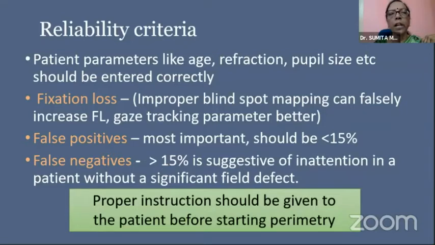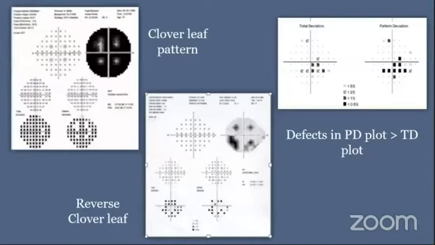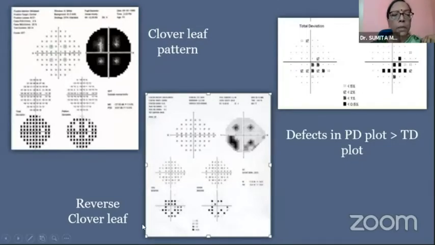False positive along with the blind spot tracking is the most reliable way to assess reliability. Proper instructions should be given to the patient before the starting of the perimetry so that the patient understands the test and will not make any mistake. If the patient is fatigued or inattentive, then we can get the cloverleaf pattern, and the reverse cloverleaf will occur if the patient does not know that the test has started.